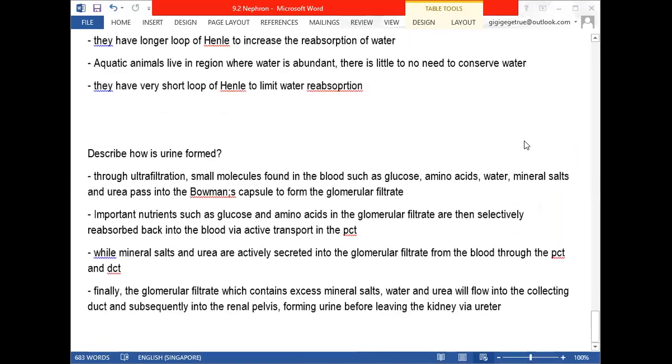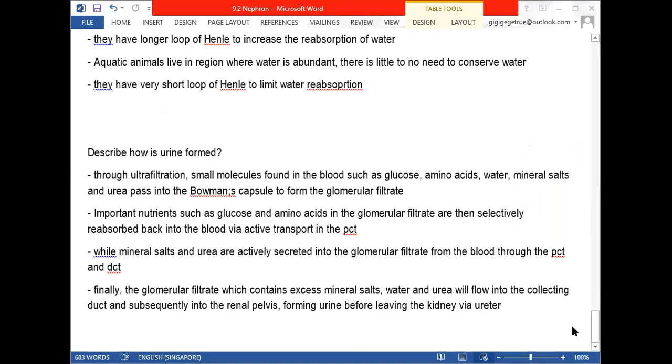Then lastly, how is urine formed? Okay, when you want to tackle this question, make sure that you have your key points. What are the key points? Number one, you must talk about ultrafiltration. Number two, you must talk about selective reabsorption. And number three, you must talk about active secretion. These are the three main points that the teachers are looking at.